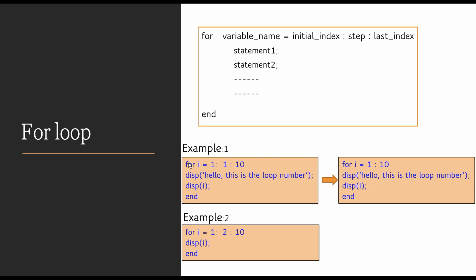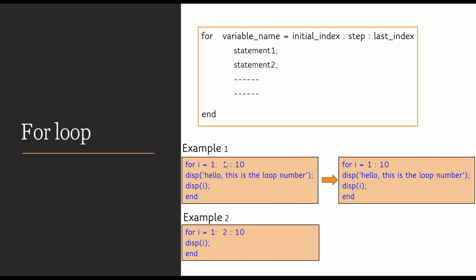And then we go to the first line again. So i becomes 2. Why 2? Because we increase by 1. So 2, and then hello, this is a loop number 2. And so on until i reaches 10. When it reaches 10, we say hello, this is a loop number 10, right? And when it goes back to the first line, i tries to increase, but now i is 10. It cannot increase anymore. So this for loop is going to exit.